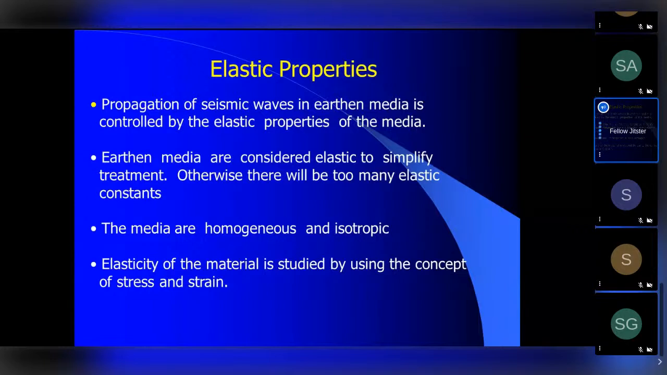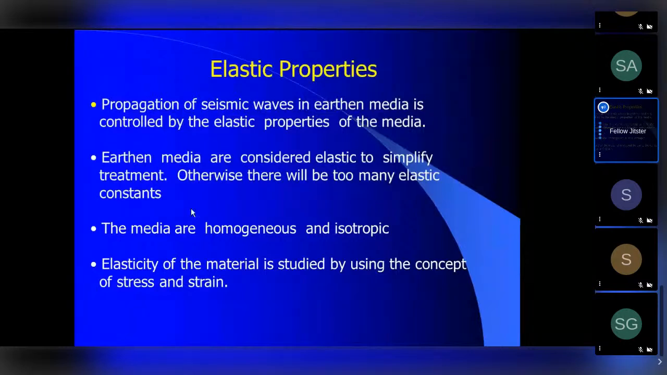Just like we said that the refractive index is important in refraction of light. It is not the density, right? So it is the elastic property of the medium that is the physical property. Okay. Now in this case, it is not only lateral. It could be vertical. It could be lateral. Unlike gravity and magnetics, where it is only lateral. Okay. We'll see that. So earth media are considered elastic to simplify treatment.